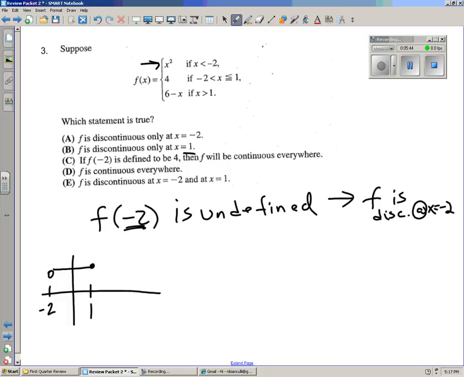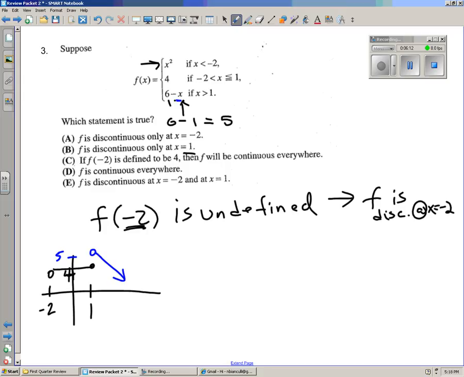Okay, and then f of x is 6 minus x when x is greater than 1. But if we plugged in 1 into here, 6 minus 1 is 5. So when x is greater than 1, or sorry, when x is 1, 6 minus x is 5. So what happens is that this is at 4, and we get an open hole at 5, and this graph has a negative slope, so the graph's going down.